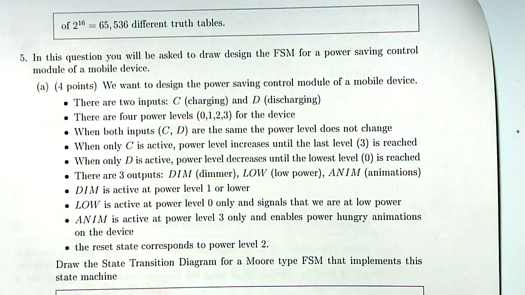Dim is active, or set to 1, at power level number 1 or lower, and low is active when the power level is at 0, and only then. And animation is active at power level 3. And the rest, well, that's just for better storytelling. The reset state corresponds to power level 2. So whenever the reset button is pressed, the state should go to level 2.